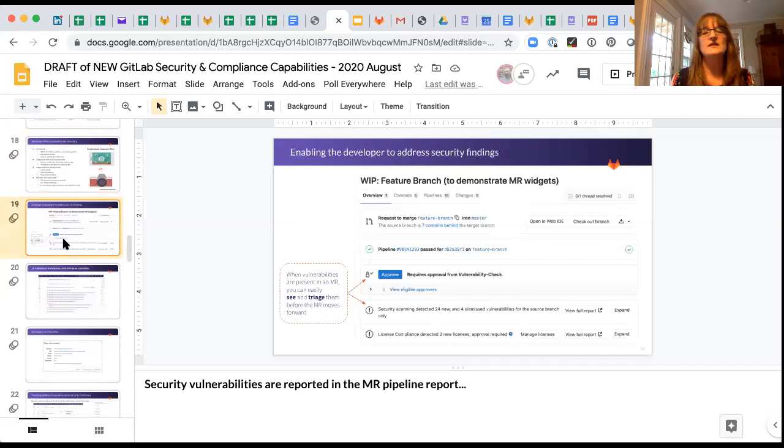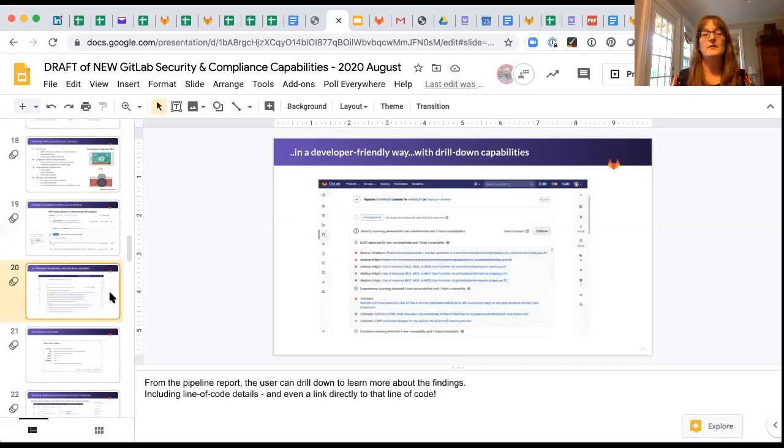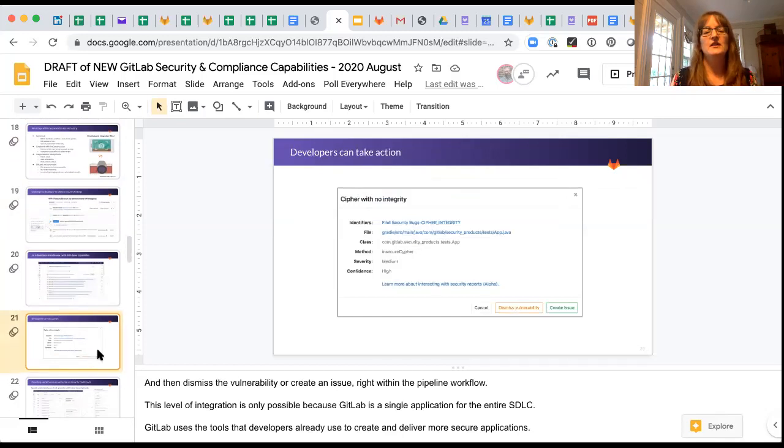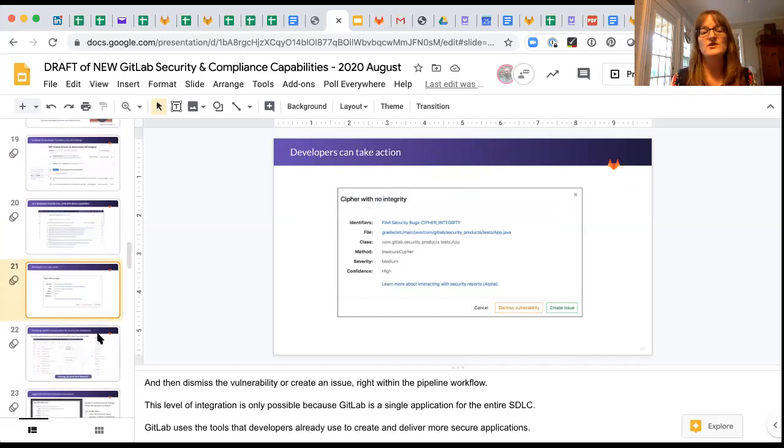Couple more slides here that you could go through. This shows a merge request. This is what the developer is going to focus on. So they're going to see these results, the security results in their merge request pipeline. They can drill down. They're going to see remediation advice and more information, and this is where they can take action. And oh, by the way, this very same view is what the security person will see if the vulnerability persists into the dashboard.